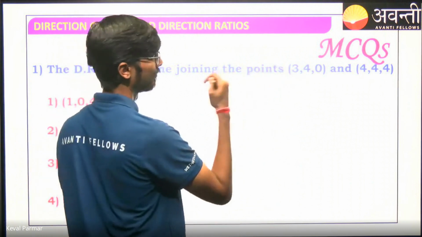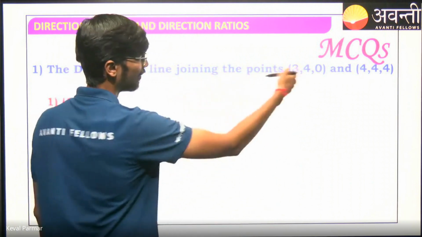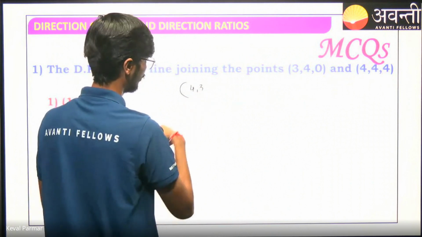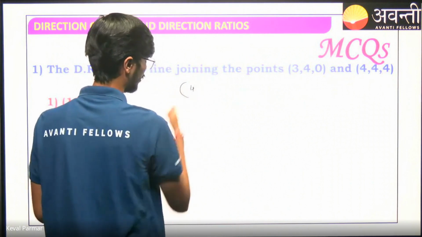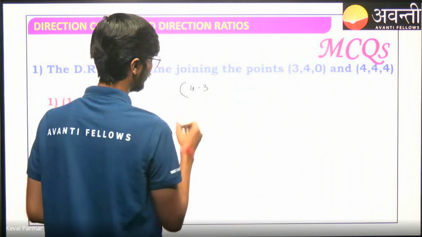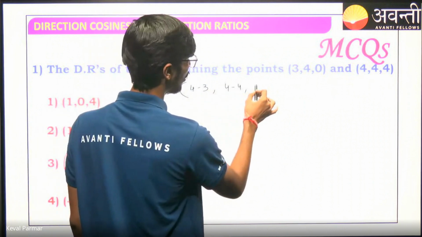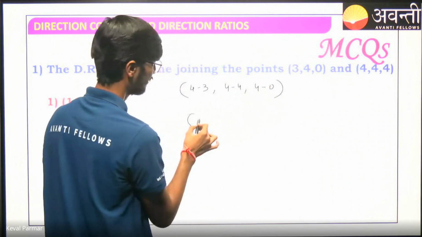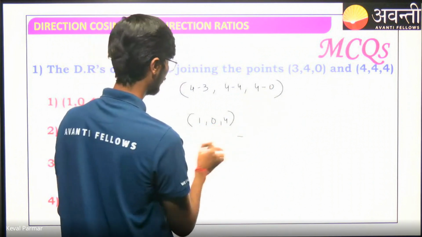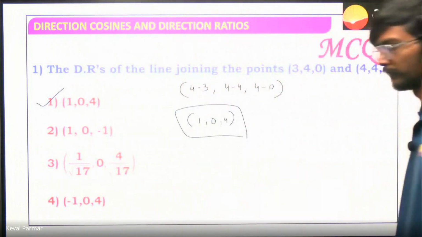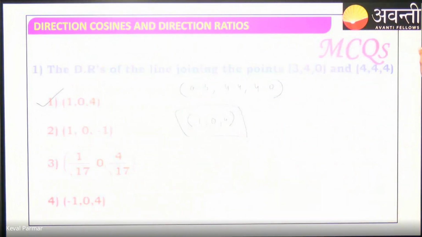Just we subtract the numbers, right? The DRS will be, subtract the numbers. So DRS will be 4 minus 3, comma, 4 minus 4, comma, 4 minus 0, which is 1, comma, 0, comma, 4. Simple. So option A. Correct. Let's see the next one.